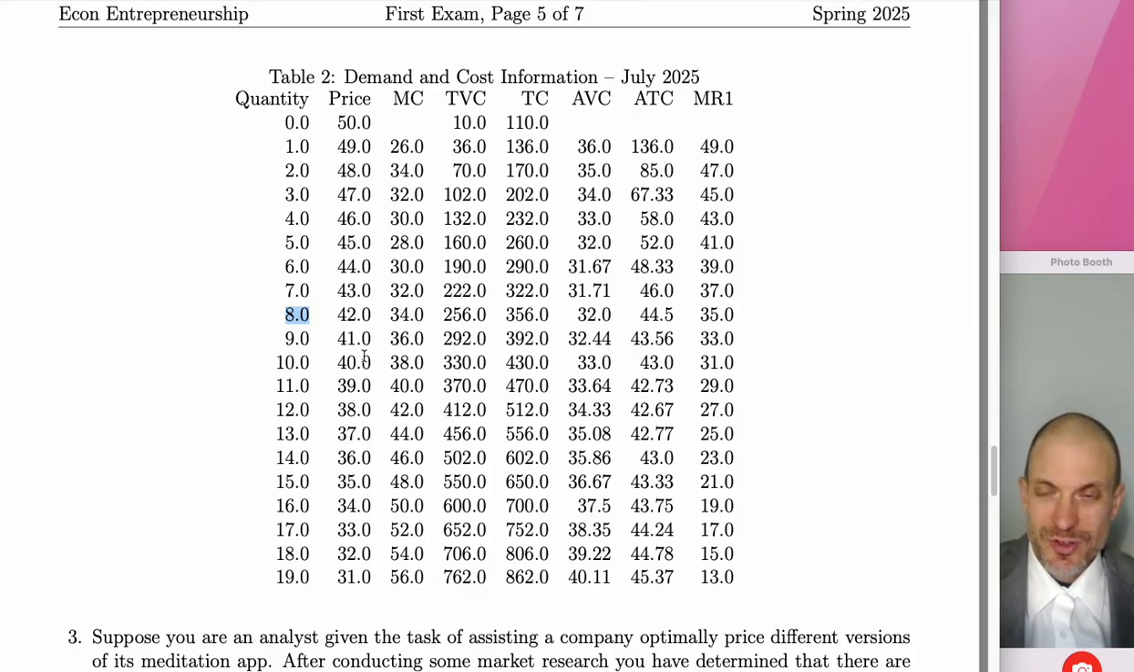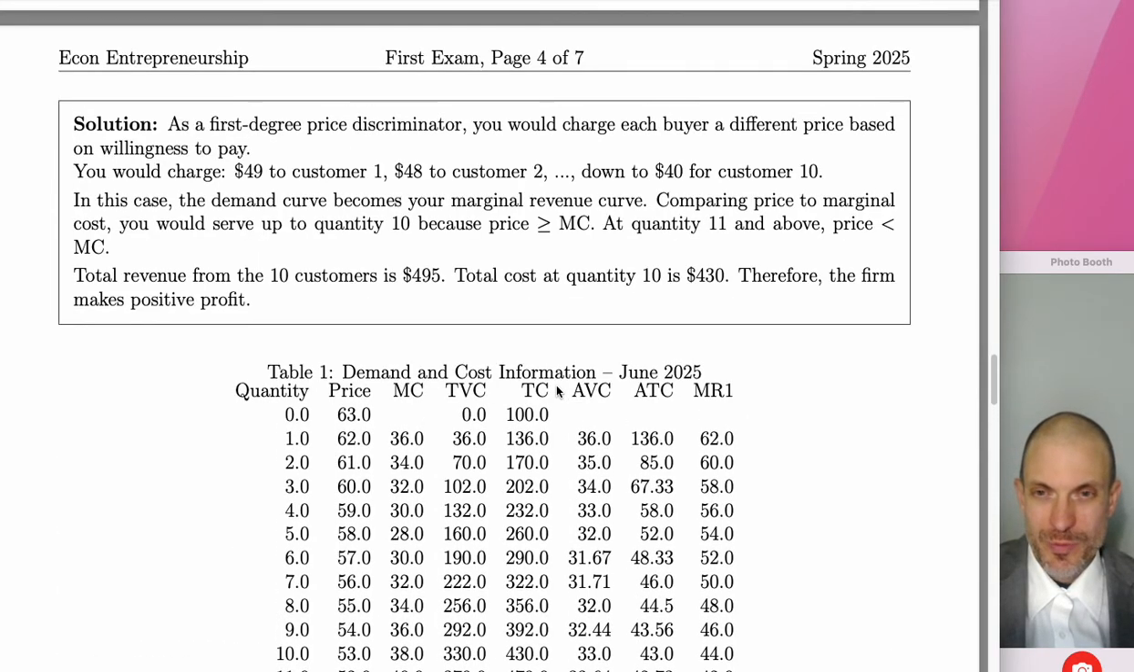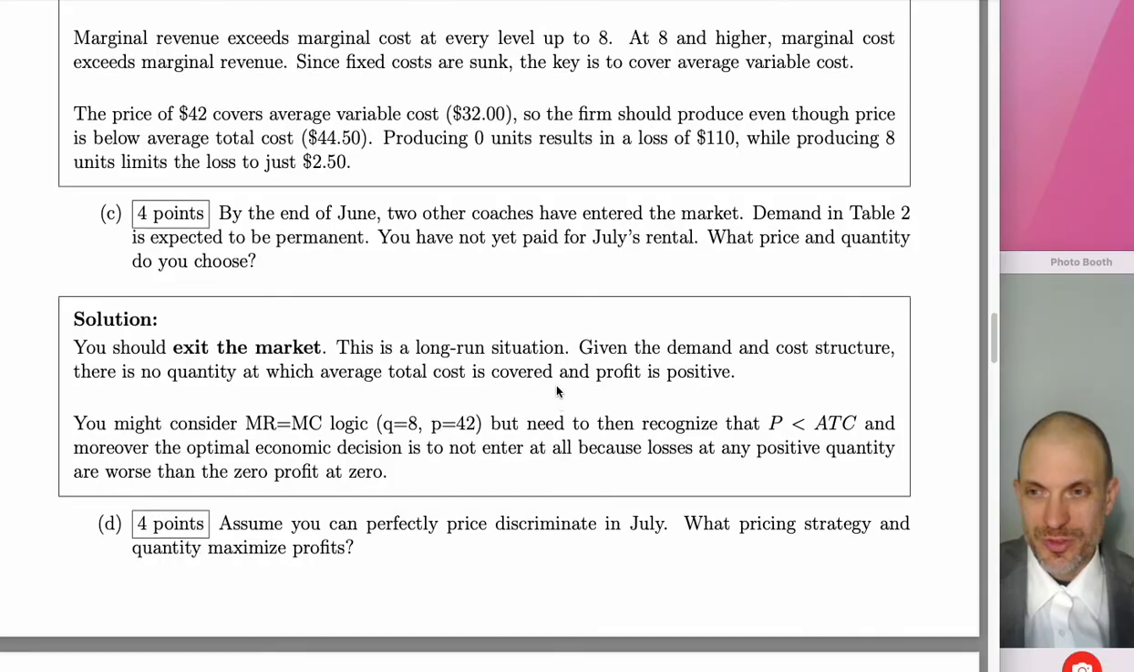And the last thing you have to do, honestly, is you have to prove that it's profitable. So you want to add up 49 through 42 and show that that's bigger than your total cost of 40, bigger than your total cost of 430. And it is, you're better off producing. So that's what this write-up here is.